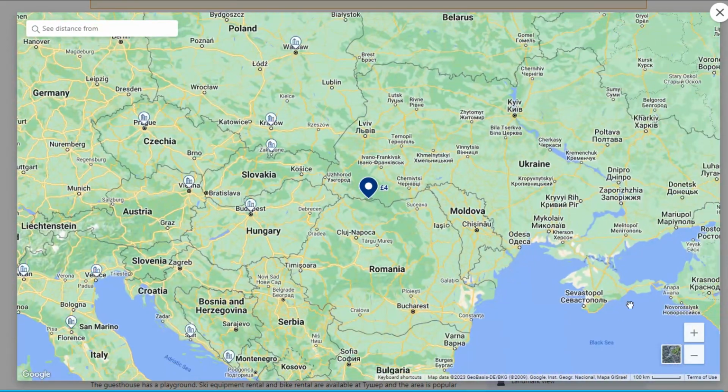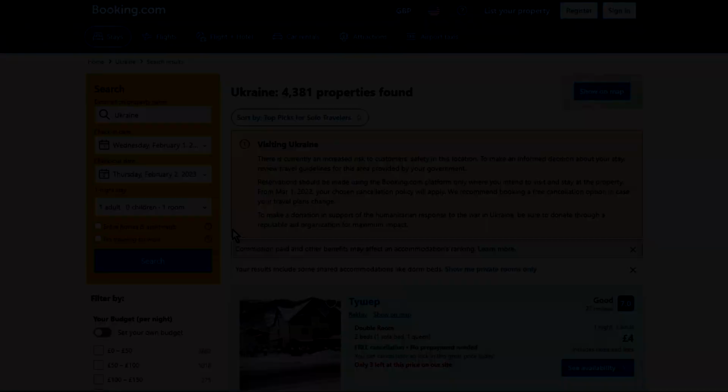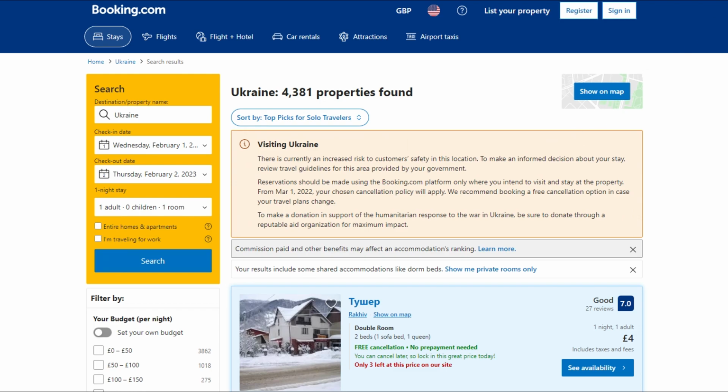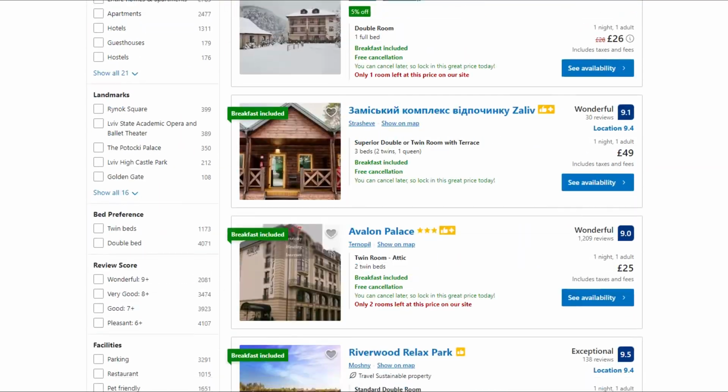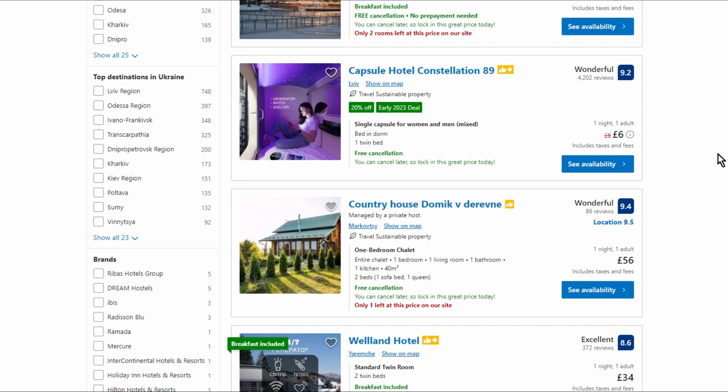Yeah, it's literally in the middle of nowhere, in the middle of Ukraine. Okay, quick jump cut there. Just decided to click a few more search options. If you scroll down this list, you've got this capsule hotel. This is the one I stayed in Lviv for £6 a night.